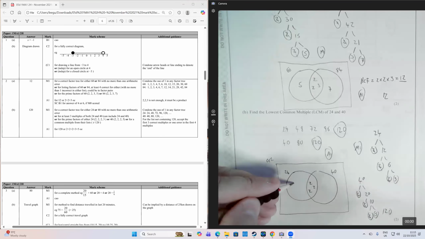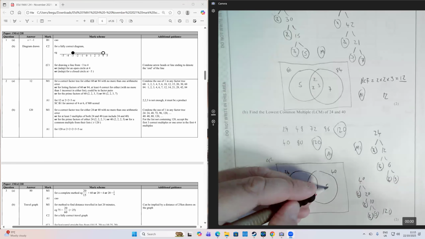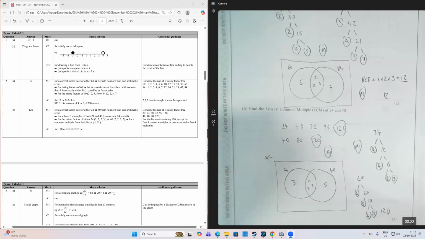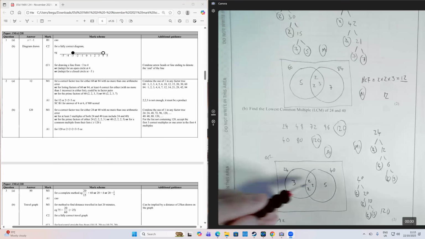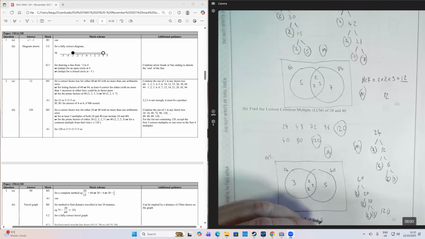So in 24 we have a 3 here, and in 40 we have a 5 here. Okay, that's perfect. So the lowest common multiple, the LCM, if we're doing the Venn diagram approach, is that number, that one times that one times that one times that one times that one, which is going to be 3 times 2 times 2 times 2 times 5.